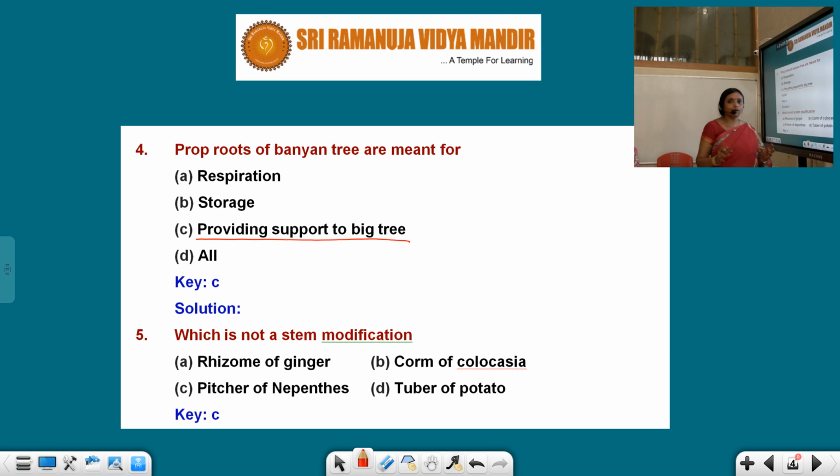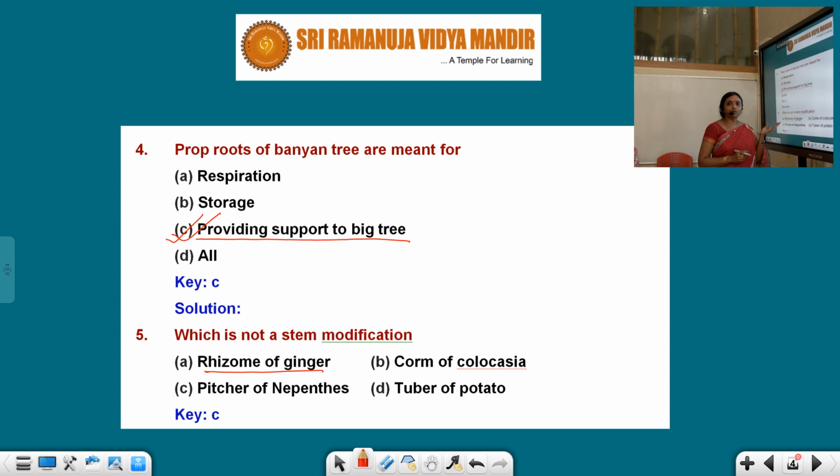Now the next question: which is not a stem modification. Here in A you can find rhizome of ginger. Students, is rhizome of ginger a stem modification or not? Of course, it is a stem modification. Which type? Underground stem modification. In underground stem modification, rhizome is horizontally fixed at a particular depth, and examples are ginger, turmeric, canna, musa. Musa means banana. These are examples of rhizomatous stem.